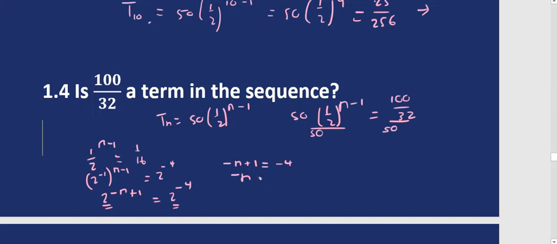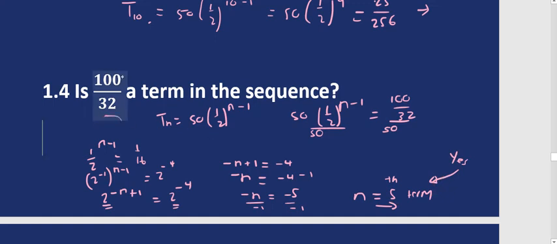All right, so n is therefore equal to 5. So yes, that is the fifth term in the sequence. Because 5 is a whole number, it is the fifth term. So that is a term. This is the fifth term in the sequence.